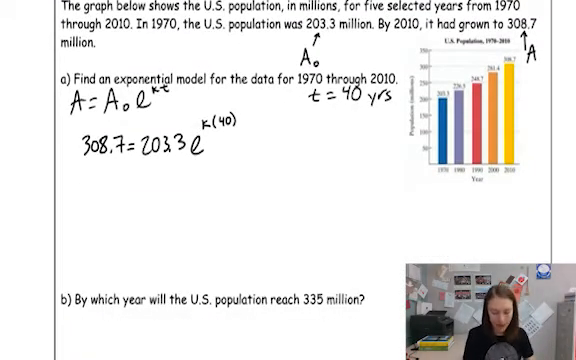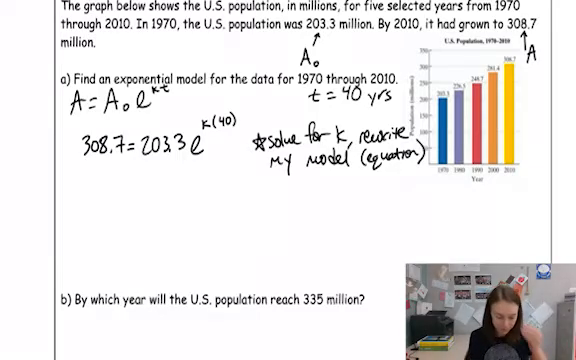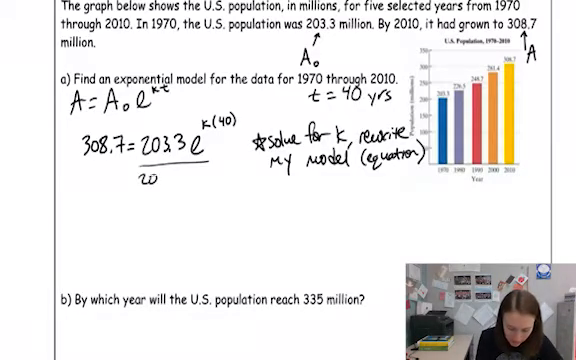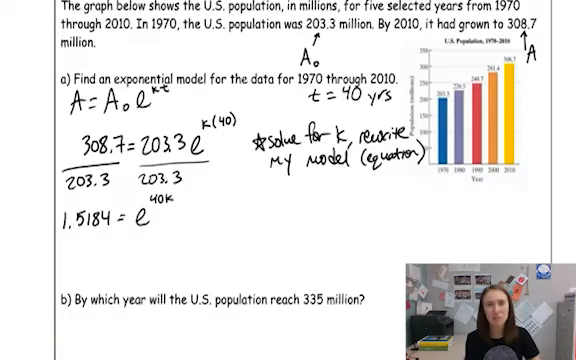So after 40 years, now my goal is to solve for k and then rewrite my model, which is the equation. When they ask for a model, they're looking for that equation. We already talked about solving exponential functions in the previous lesson, so if you missed that one, go back and look at that first. The first thing I'm going to do is isolate the exponential piece by dividing both sides by this multiplication factor. I end up with 1.5184. Use a bunch of decimals. That way you don't end up with a rounding error. 4 decimals is usually good.